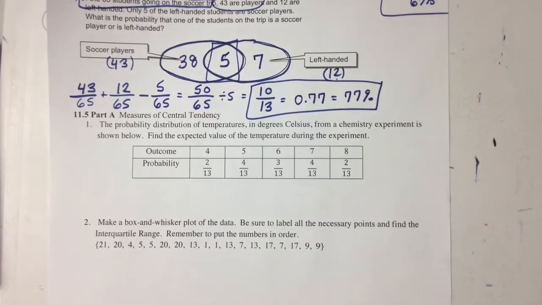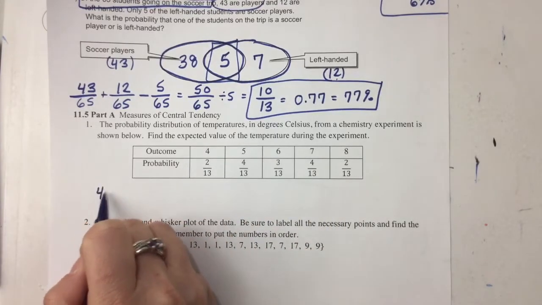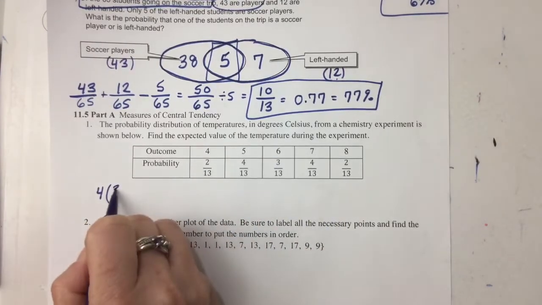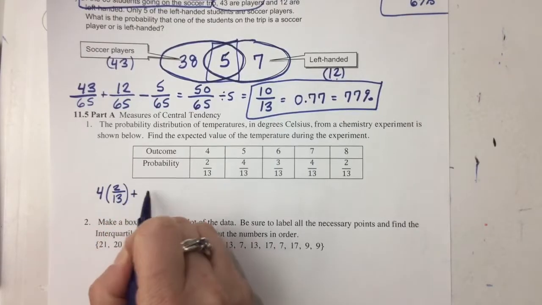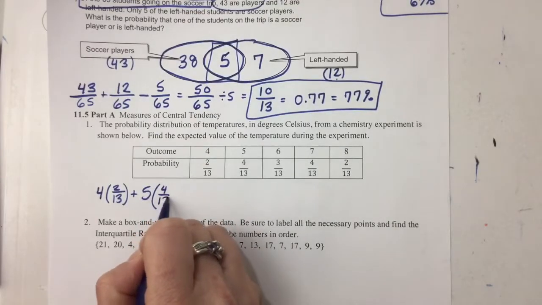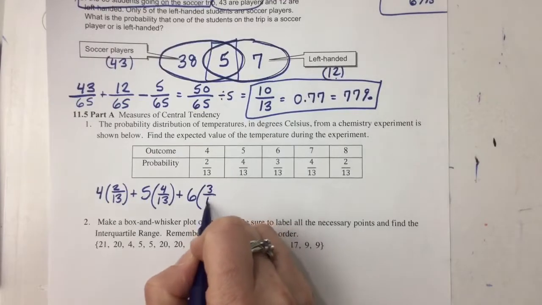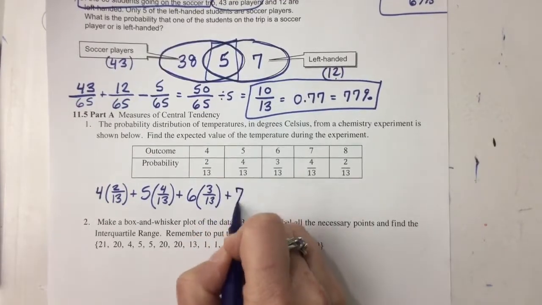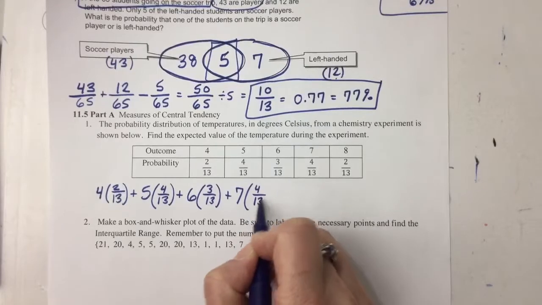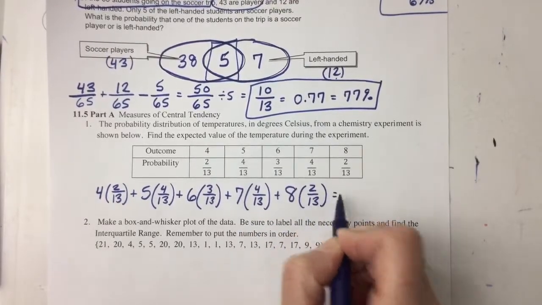So if you were to perform the experiment, if you want to make a prediction and say, okay, what do I think the temperature is going to be? You could find probability distribution by saying, okay, 4 degrees Celsius showed up 2 out of 13 times, plus 5 degrees Celsius, that occurred 4 out of 13 times, plus 6 degrees Celsius, that was 3 out of 13 times, 7 degrees happened 4 out of 13 times, and 8 degrees showed up 2 out of 13 times.